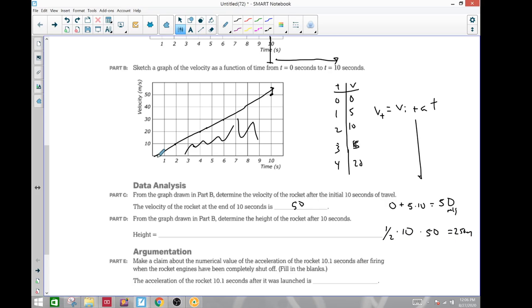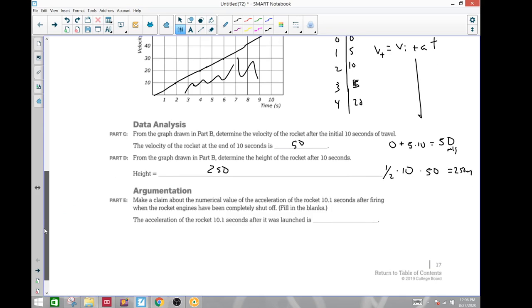Okay, next one. Make a claim about the numerical value of the acceleration of the rocket 10.1 seconds after firing, when the rocket engines have completely shut off. It's the first time I've seen this page, and the acceleration of the rocket, number 1, we just talked about earlier. It shuts off. Now it's just Earth, negative 9.8 meters per second squared. All right, flipping it over.